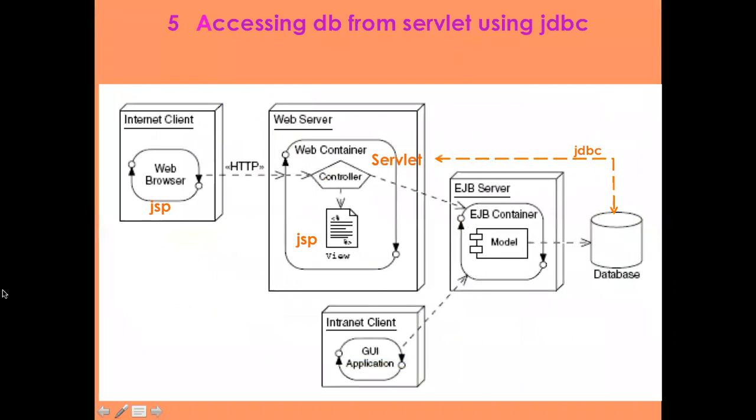So again, I explained the architecture. A first GSP will send an HTTP request to the servlet. This servlet will access the database using the JDBC technology. JDBC will give back the result of the query to the servlet. The servlet will process this result and give it back to the GSP. This GSP will then be displayed in the browser.